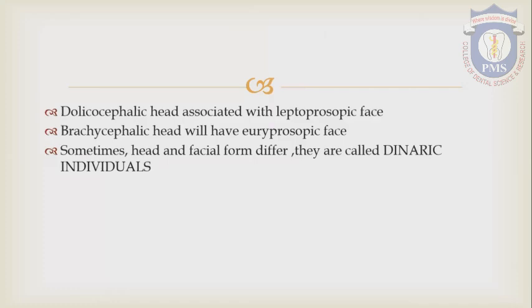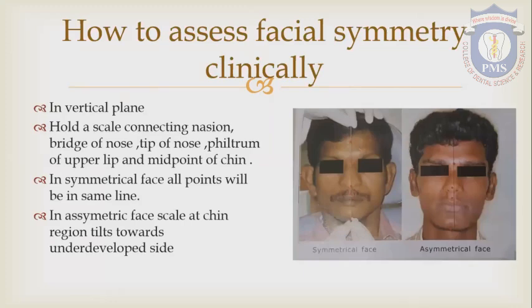So the dolichocephalic head is mostly associated with leptoprosopic face. Brachycephalic head will have europrosopic face. Sometimes head and facial form may differ, and they are called dinaric individuals.